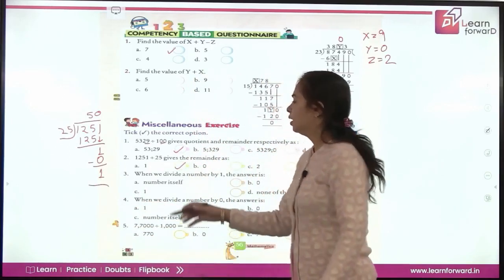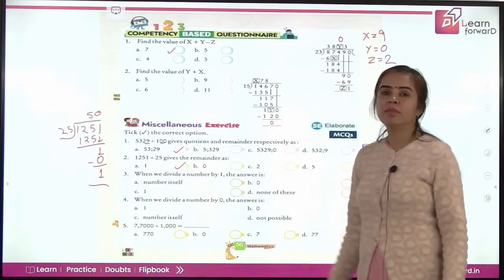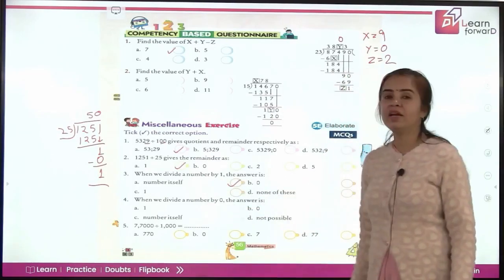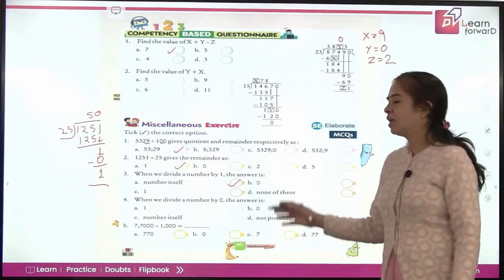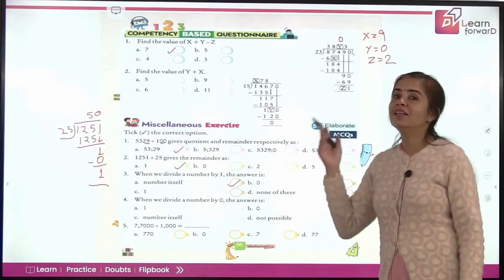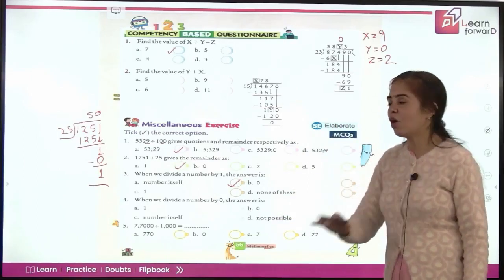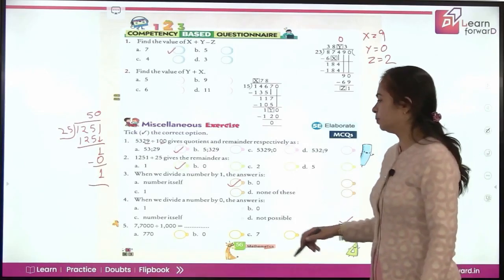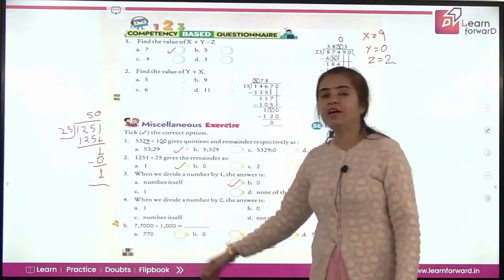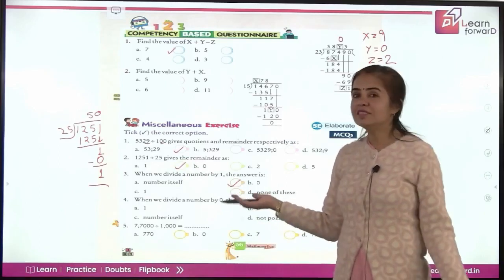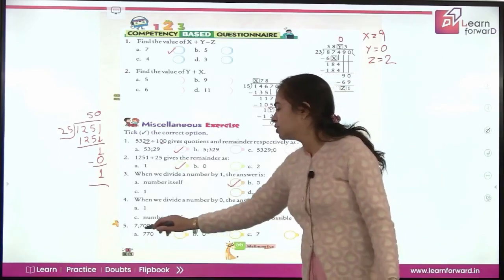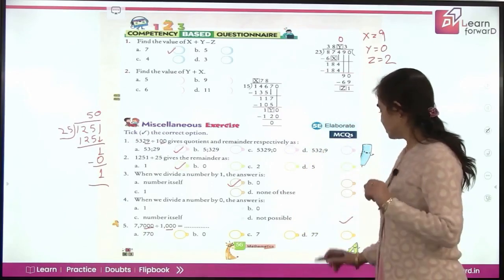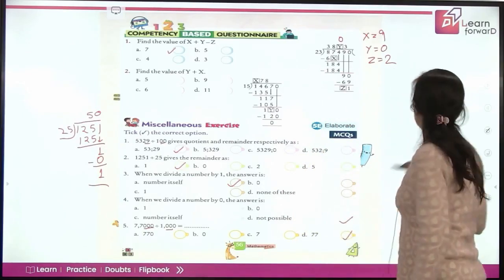Okay. Coming to next. When we divide a number by 1, what do you get? The number itself. When we divide a number by 0, the answer is division by 0 is not possible. So, not possible is the correct option. This number divided by 1000, zeros will be removed. So, these 3 zeros removed. What's the answer? It is 77. That's perfect here.